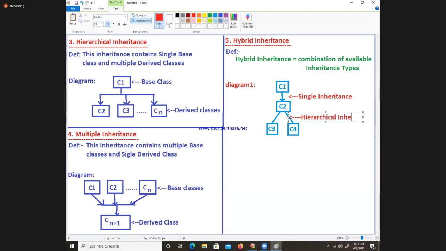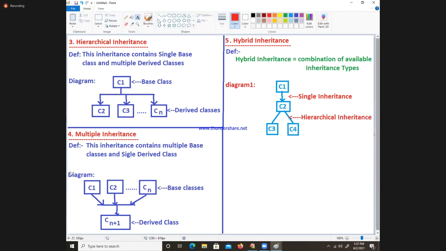Those who are from a Java background: one type of inheritance Java does not support. Multiple inheritance Java does not support through classes; it supports it through interfaces. But Python happily supports all types of inheritance, through classes itself. There is no interfaces concept in Python.